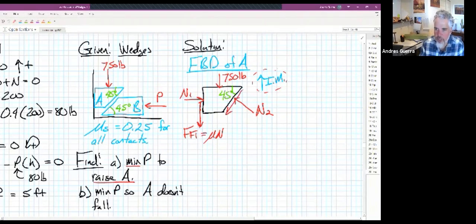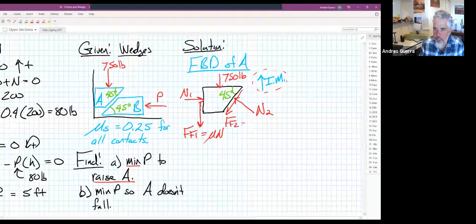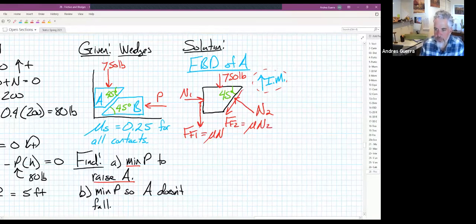So our FF2 over here is going to be going down to the left, and it's going to be equal to mu times N2. Okay, so we have our FBD of A. Technically, this has 2 unknowns. And the reason I'm saying 2 unknowns is because FF1 is really a function of N1 right here. And then FF2, that's really a function of N2, isn't it?